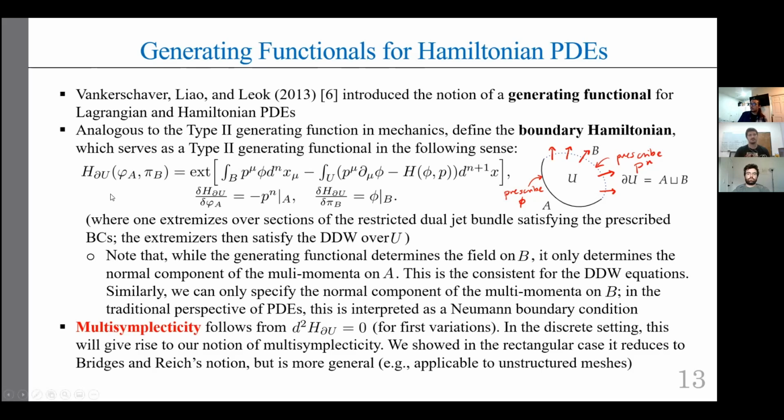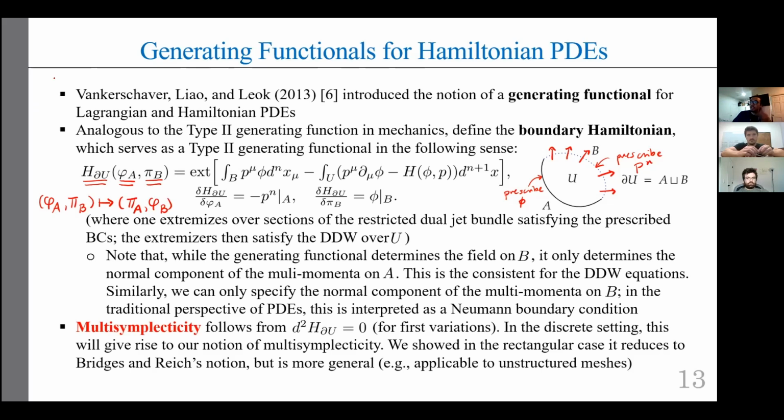If you do this, what you end up getting is a function known as the boundary Hamiltonian, which depends on the boundary conditions you prescribe along one half of the boundary, the Dirichlet field boundary conditions on A, and the normal momenta boundary conditions on the other half, B. This serves as a type 2 generating function because if you take the derivative of this boundary Hamiltonian with respect to the field values on A, you get the normal momenta values on A. And if you take the derivative with respect to the normal momenta on B, you get the field values on B. So at the end of the day you get a map which takes the prescribed field boundary conditions on A and normal momenta on B, and gives you the exact opposite: the normal momenta on A, and the field values on B.